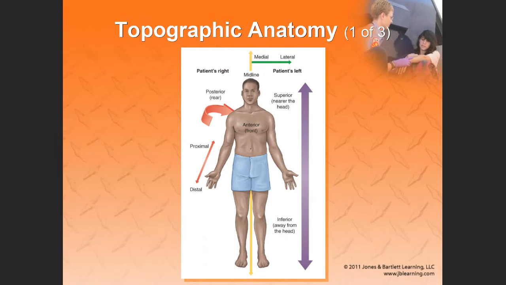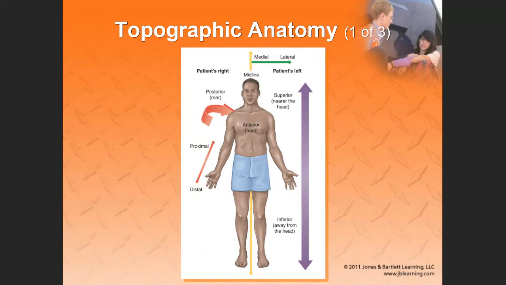Now, in the normal anatomic position, the head is in a neutral position. The palms of the hand are facing forward, and the thumbs are pointing outward. And it is the patient's right and left. So there are some anatomic terms that you need to be familiar with. So let's start with right and left.